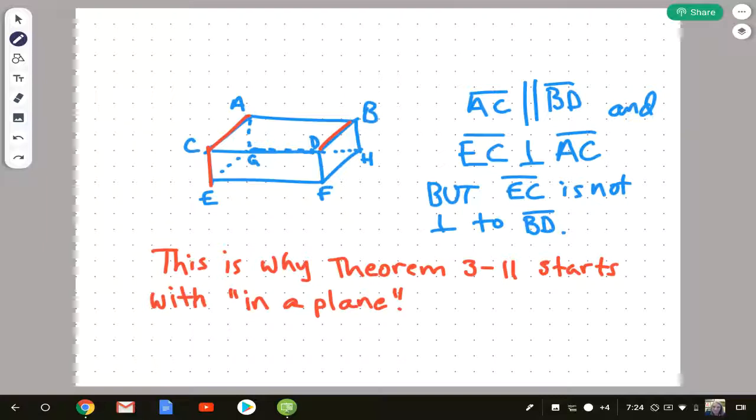But because EC is not in the same plane as BD, it's not perpendicular to BD. So theorem 311 wouldn't work if they weren't in the same plane together. Now if I decided to use AB, which is in the same plane, it would work. So the theorem that says if two lines are parallel and one of those lines is perpendicular to another line, then the second line is perpendicular to it, only works when they're in a plane. And so that's what this picture is here, so that you can see the reasoning for those words. It doesn't work if they're not in a plane.